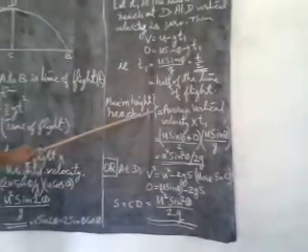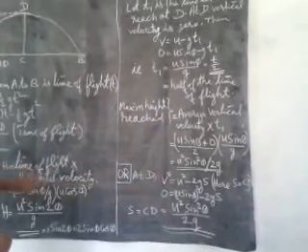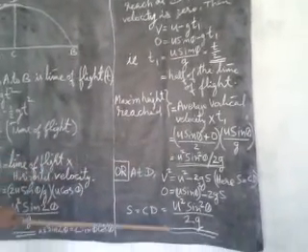The maximum height result can be found in two ways. One is the first, and the second is this.